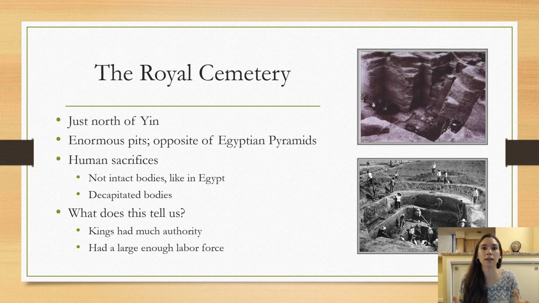So what does this tell us about their culture? Well, you can assume, like in Egypt, that the kings had a lot of authority and they had a large enough labor force to compel this thing. Again, sorry I keep saying this, but you have to have a surplus. You have to have an economy that allows people to do these crazy things like build this huge pyramid or dig way deep into the ground for the king without those people making food, so that people survived.